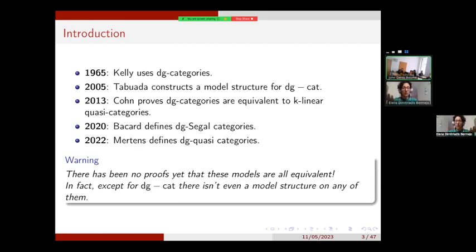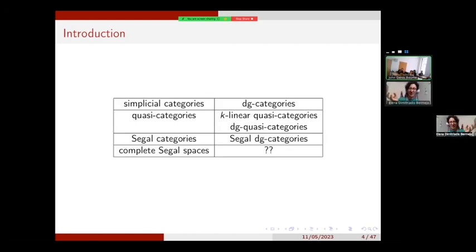Now, if you have been following the last couple of slides, you will notice that we have DG quasi-categories, we have DG categories, we have DG Segal categories, but we don't really have a linearized version of complete Segal spaces. So my work will be in that empty corner on this table. Can we find a DG equivalent of complete Segal spaces?